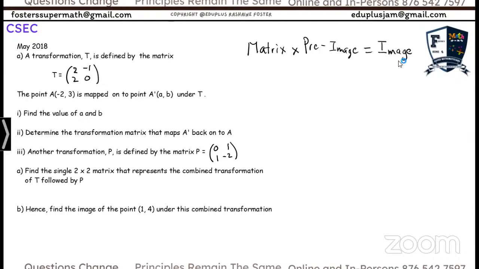Remember, whenever you're doing these types of matrix transformation questions, whenever they give you a point in point form, in order for you to be able to multiply it in the formula above, you have to write it like that.